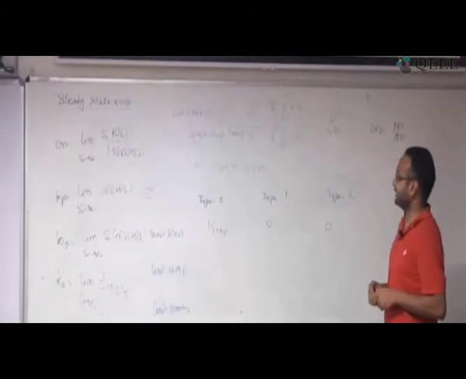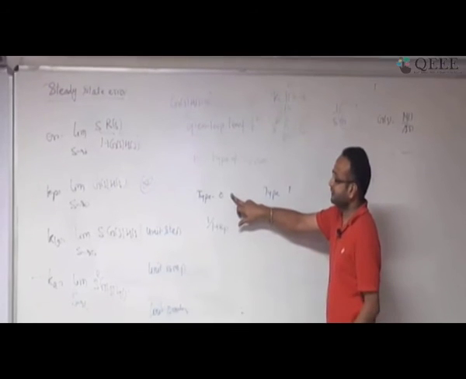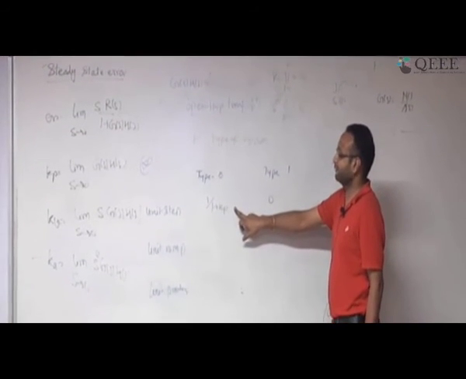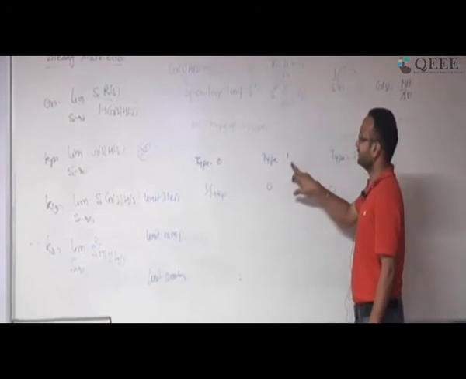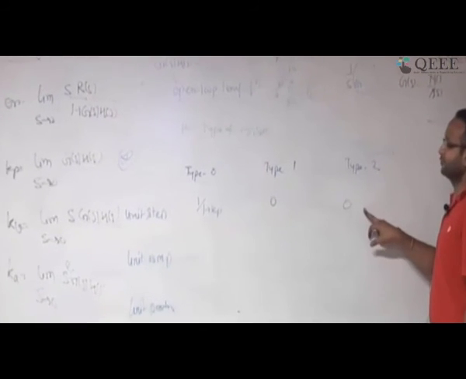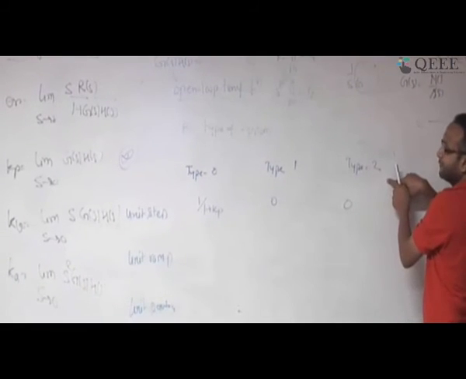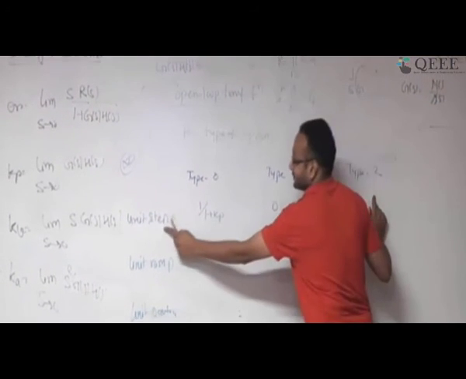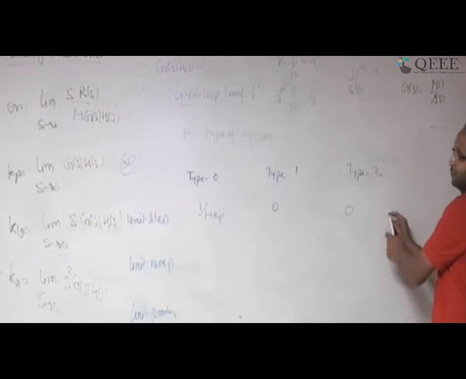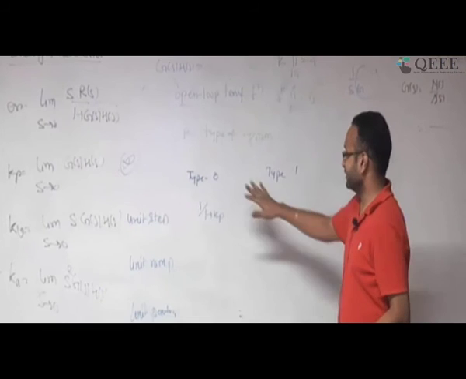What I want to highlight is that for unit step system, if your system is type 0, error is going to be 1 by 1 plus Kp. If your system is type 1, error is going to be 0. If your system type is 2, error is going to be 0. So, if you keep on increasing the type of the system for unit step, the error is becoming 0. So, error becoming 0 is desirable. Okay, that is why this part is clear.